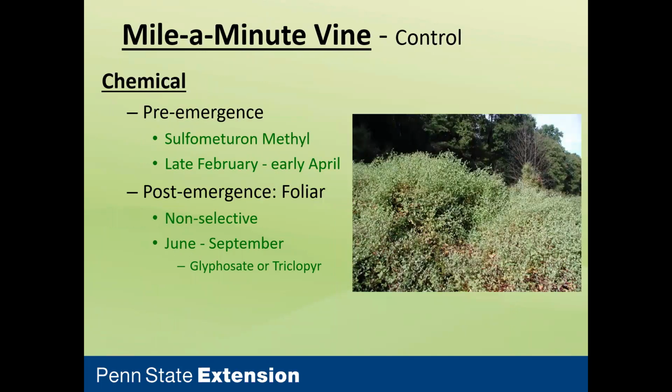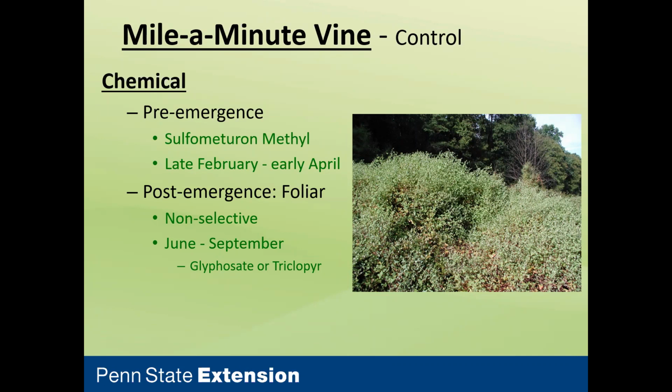So again, we're at chemical control here. Pre-emergent herbicides are going to be very effective, like sulfometuron methyl applied in late February to early April. Post-emergent treatments do work well on this plant as well. Glyphosate or triclopyr. The idea would be earlier in the season is better. Problem with those kind of treatments is if it's growing up on any kind of desirable plants, chances are you're going to be killing those as well. So it depends on the severity of the infestation, whether you do post-emergence treatments and how many desirable plants you have present in those areas.